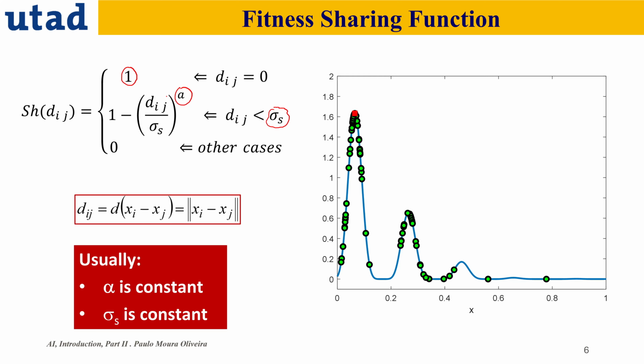So this means, for instance, for this example, that I want to penalize these guys. They are in the same peak or in the same region, so in this case it is just a small distance, and if they are within this radius, I'm going to penalize them.